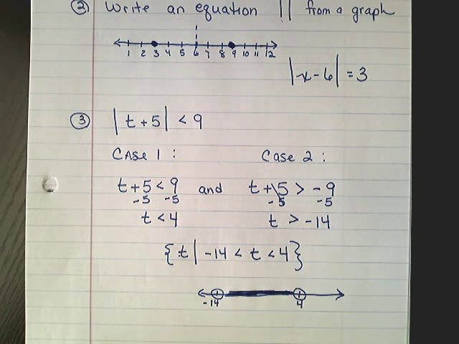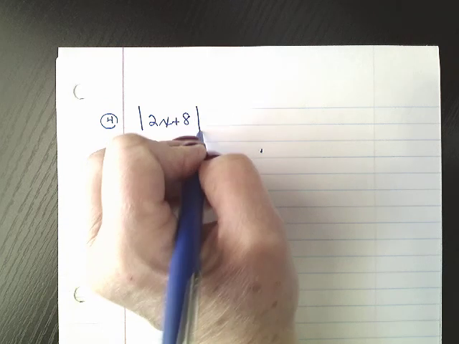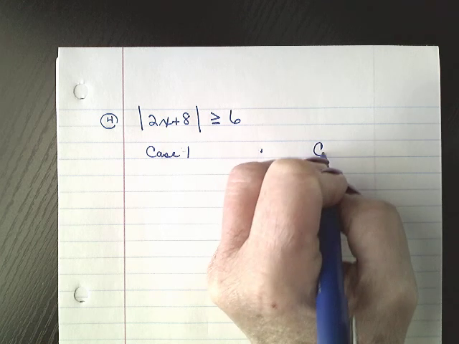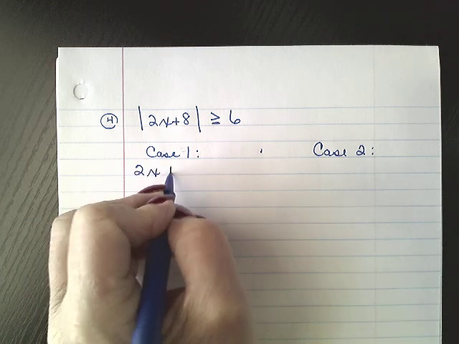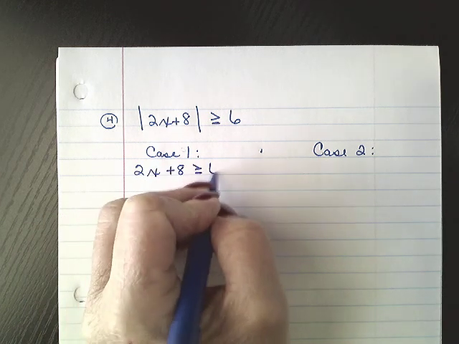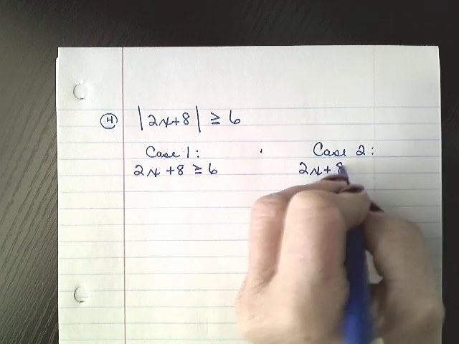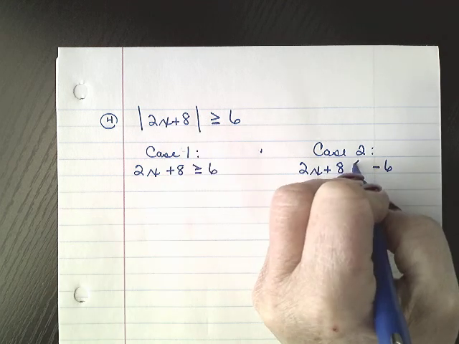All right. We have one last example. I'm going to start another page. So this is going to be example 4. We have the absolute value of 2x plus 8 is greater than or equal to 6. All right, so case 1 with the positive and case 2 with the negative. So case 1, we're going to say 2x plus 8 is greater than or equal to 6. Now remember, when we have a negative here, so we're going to do 2x plus 8, and we're changing that to a negative 6. Because we're changing it to a negative 6, we have to flip that symbol to represent that as well.